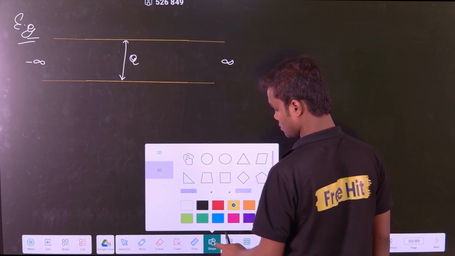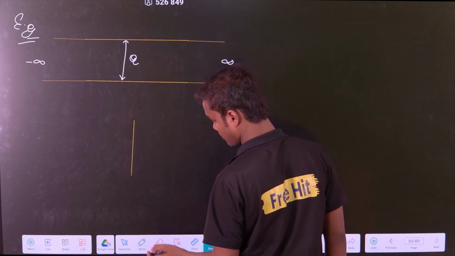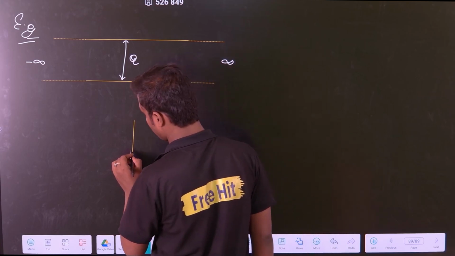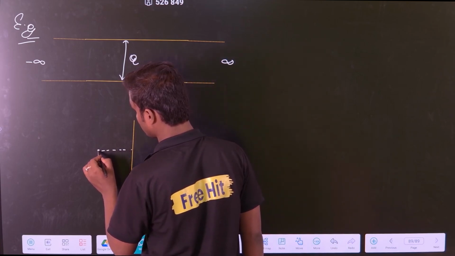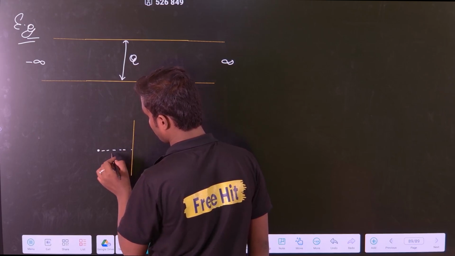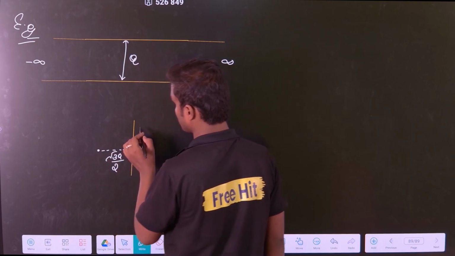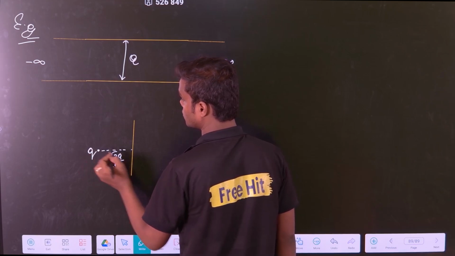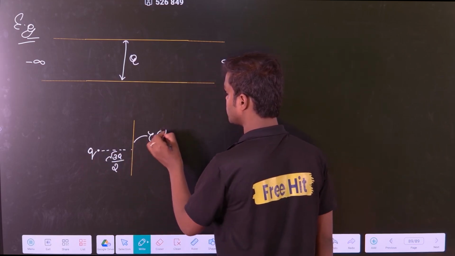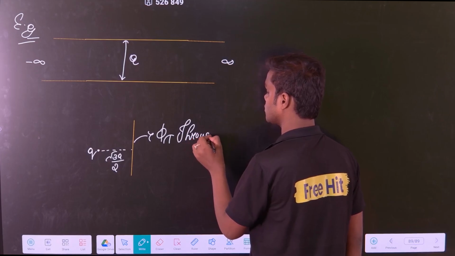So suppose this is a straight line, and from the center at a distance of root 3a by 2, I place a charge q. You have to find the flux through this plate, through this surface.